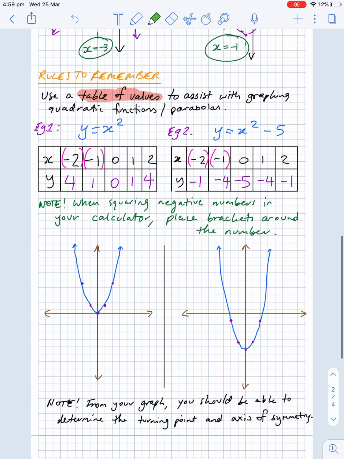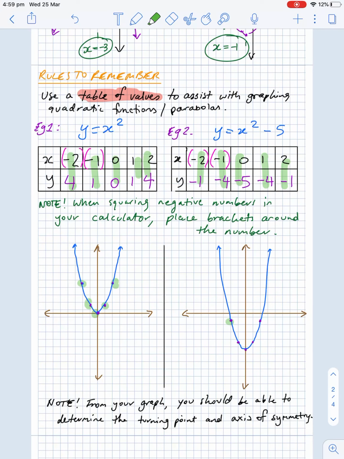Okay, so a few rules to remember. When you're graphing these parabolas or quadratic functions, a table of values is the way to go because it gives you the points that you need to plot. Here are my points, and you can use these to graph them straight away. There are little shortcuts as you get better and better, but for now, just practice these tables of values. I know it's tedious, but it is what you need to be doing. Here for the first one, I've got 1, 2, 3, 4, 5 points, and same thing over here.